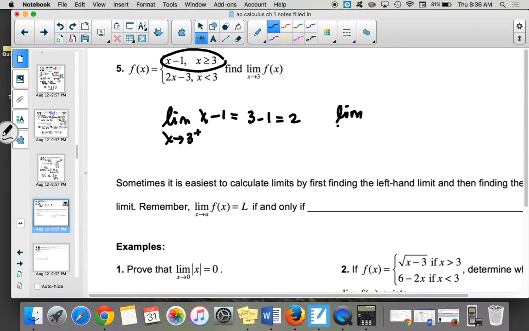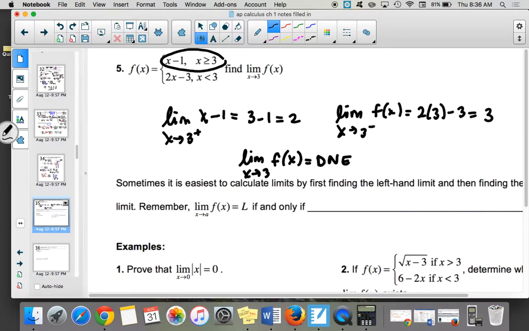But the limit from the left-hand side of our function would be that 2x minus 3. So you'd have 2 times 3 minus 3, which is 3. So since they don't go to the same thing, we say the limit as x goes to 3 of our function does not exist.